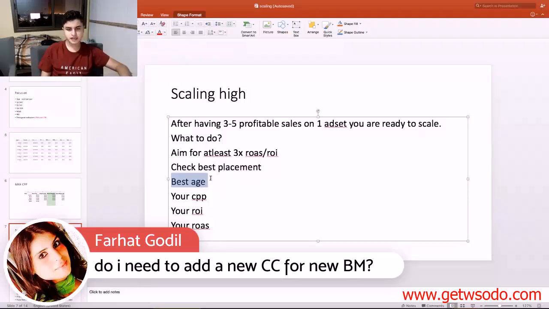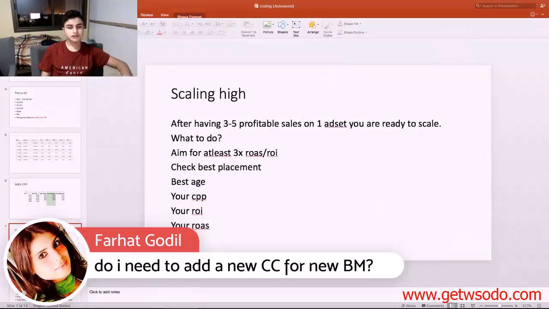Check your best age. Usually I target between 24 to 65, but if it's a specific product, you put the specific age. Check your cost per purchase. Good to know what it is, so you know if it is going up or down. Your ROI, your ROAS. Now we have a couple of methods to scale, which I'll teach tonight.